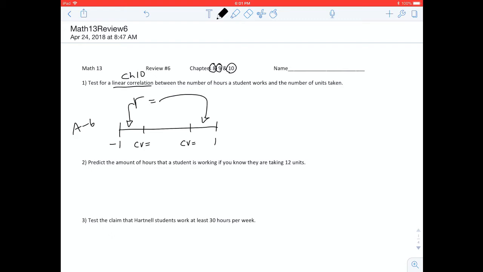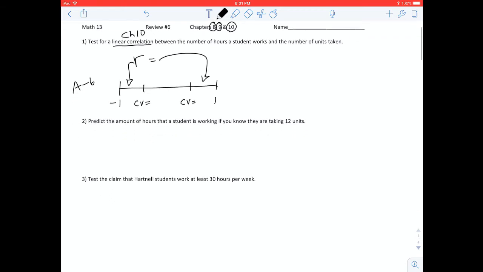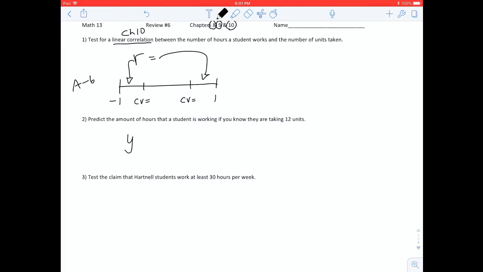Now, when you did that part with the calculator and it gave you R, it's also going to tell you y equals ax plus b. And that's what this is about. So use that equation to predict the amount of hours if they're taking 12 units. The first thing to decide is, is this saying that x equals 12 or is it saying y equals 12?